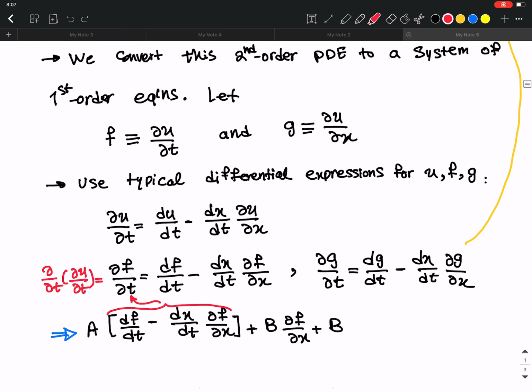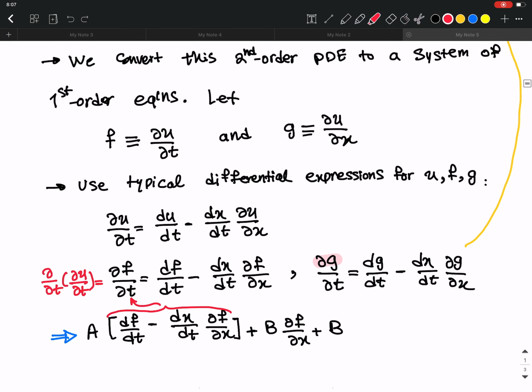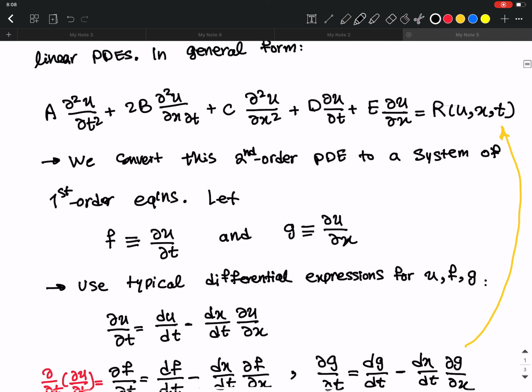Okay. So, and partial g over partial t, we have it here. We have defined it here. So I'm just going to write it that way. So we have plus b dg over dt minus dx over dt partial g over partial x. And then the third term is partial u over partial x squared. So this is just partial g over partial x, right? Based on our definition here. So this is a simple one.